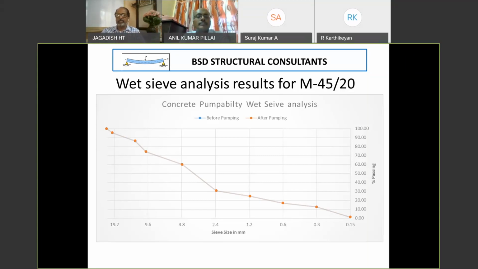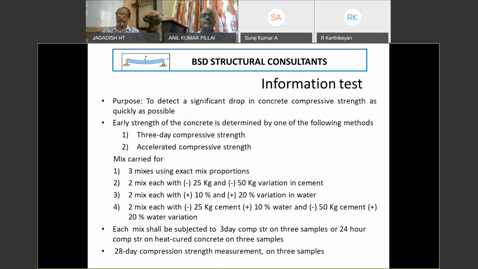Okay? So this is the acceptance test. With this, what happens is we have qualified the concrete. Now we have done the qualification test and the acceptance test. So the mix design, which was done as per IS standards, has been qualified. Once this is qualified, now we'll move to something called the information test.